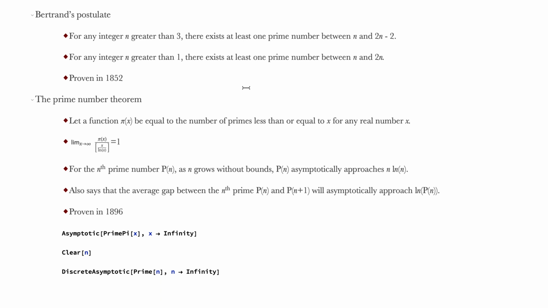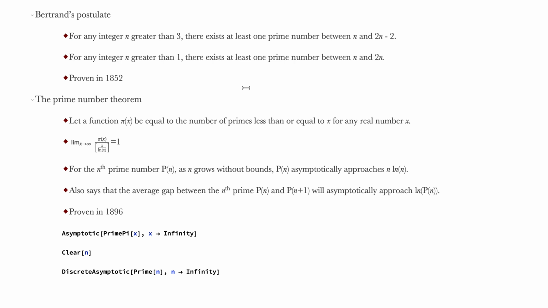Another property of prime numbers is the prime number theorem. To properly explain this, imagine a function pi of x and let that be equal to the number of primes less than or equal to x for any real number x. The prime number theorem states the limit of pi of x divided by x over the natural log of x as x grows without bounds is equal to 1.